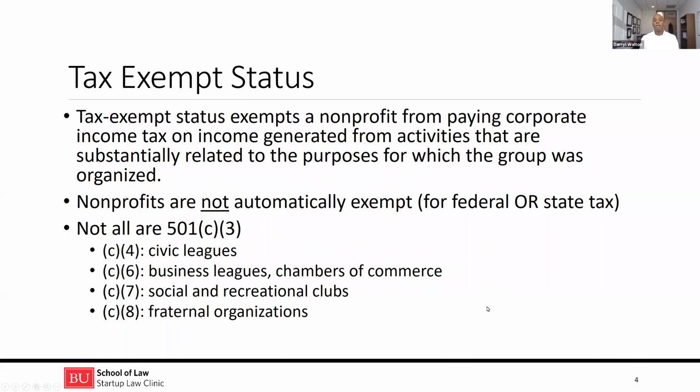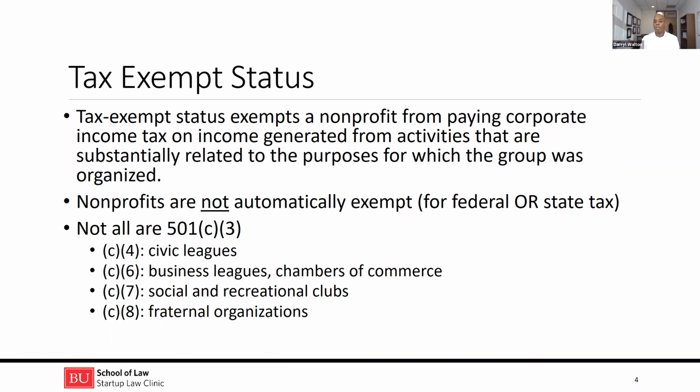So in this slide, we're talking about the second part of a nonprofit. So we talked about the entity. The next piece we want to talk about is its tax exempt status. So most people are enticed or encouraged to form nonprofits because they know that a nonprofit can be tax exempt. Well, what does tax exemption mean? It says that tax exempt status exempts a nonprofit from paying corporate income tax on income generated from activities that are substantially related to the purposes for which the group was organized.